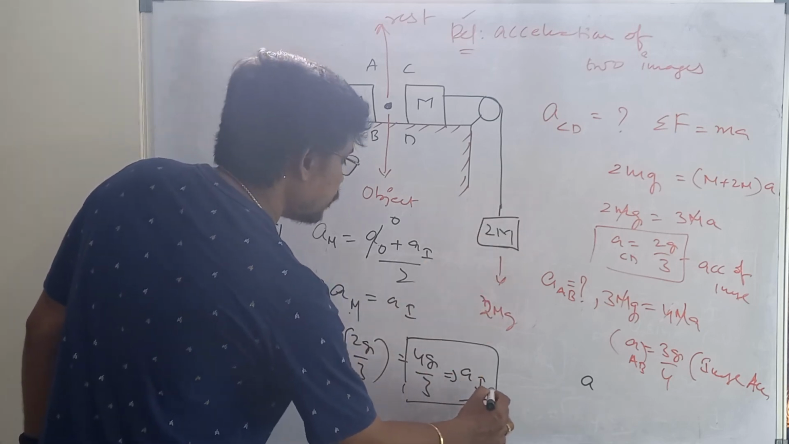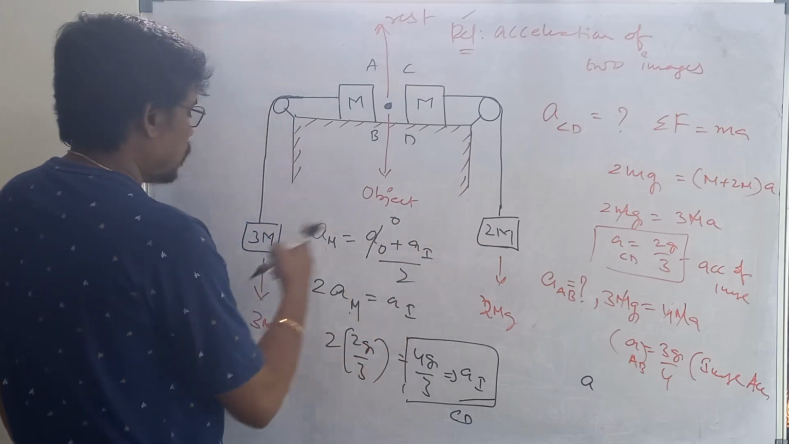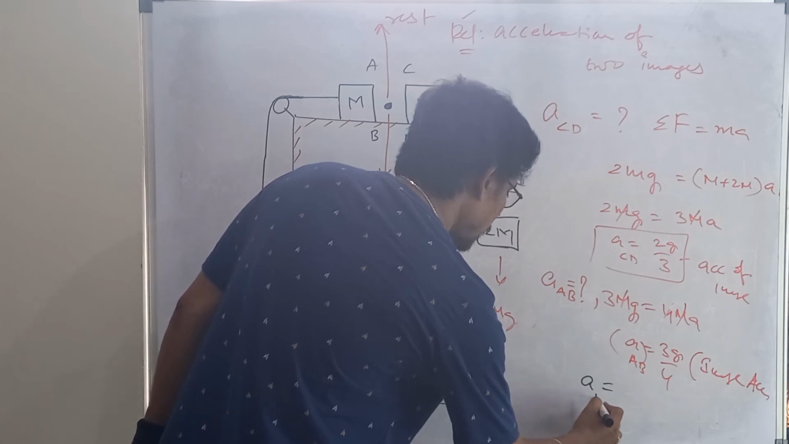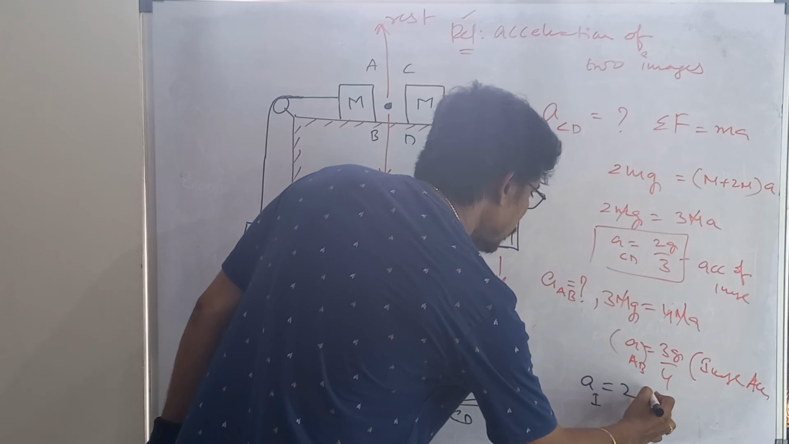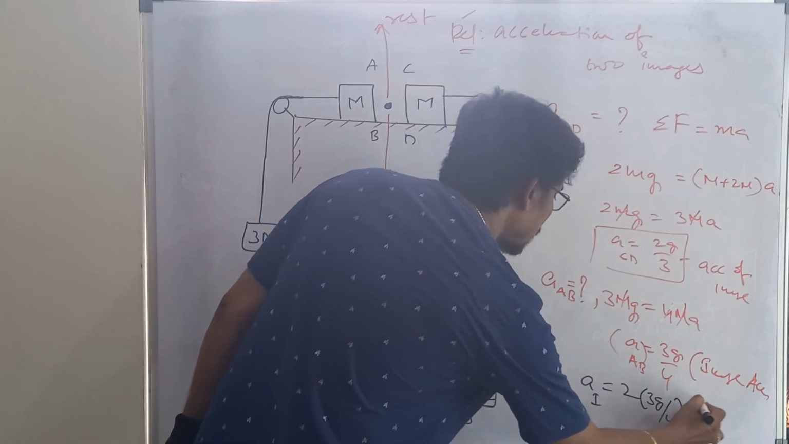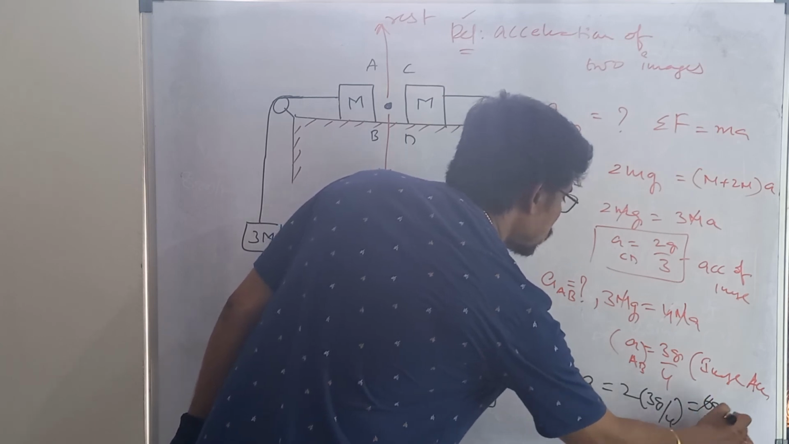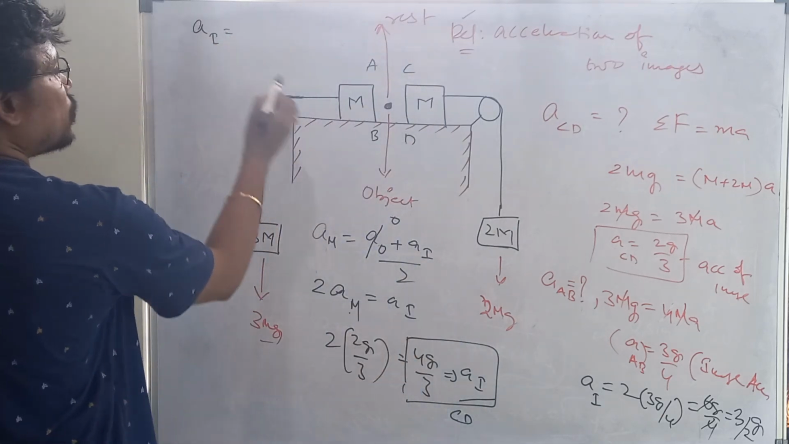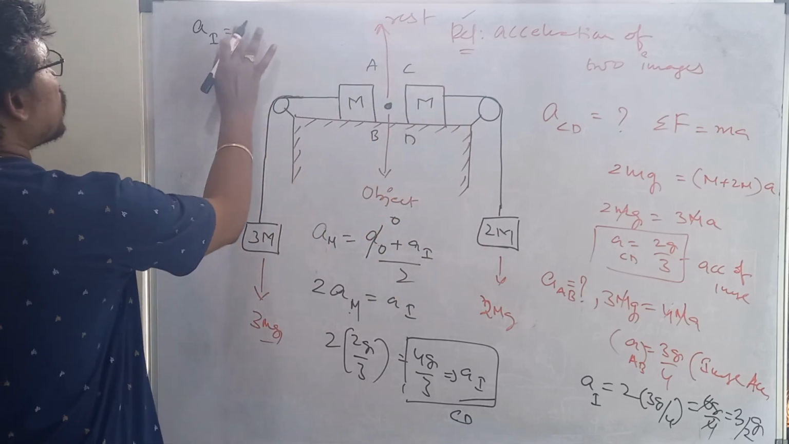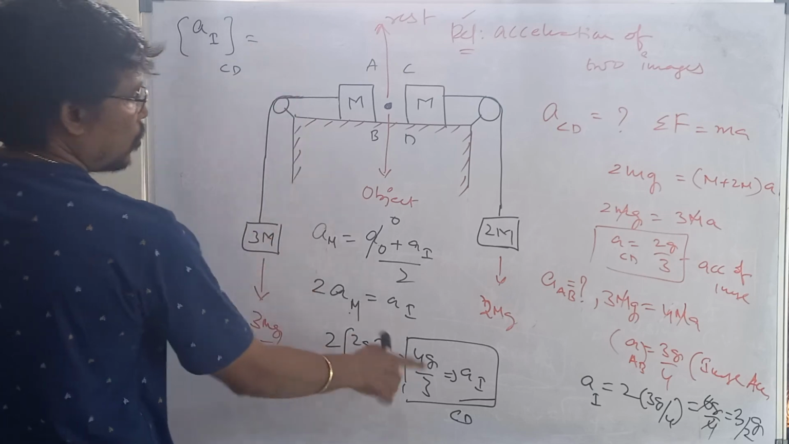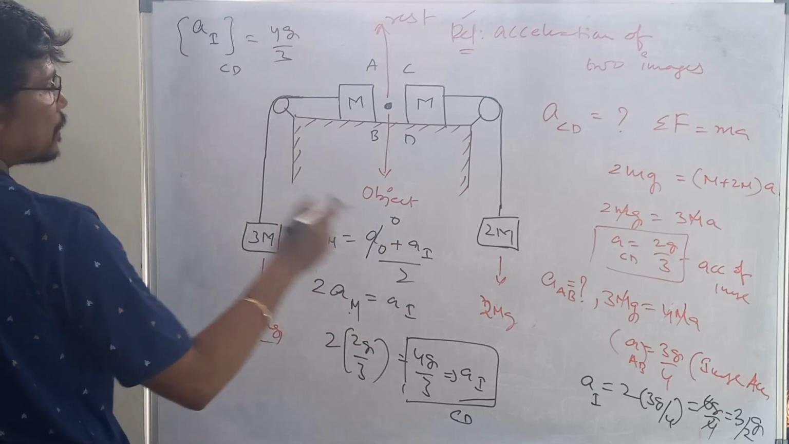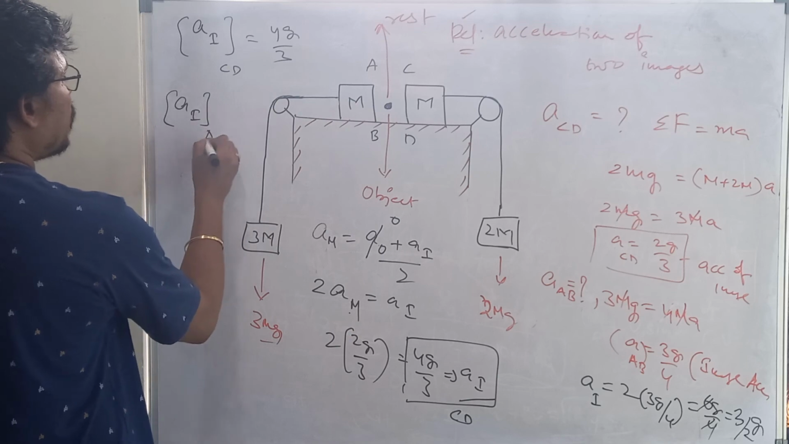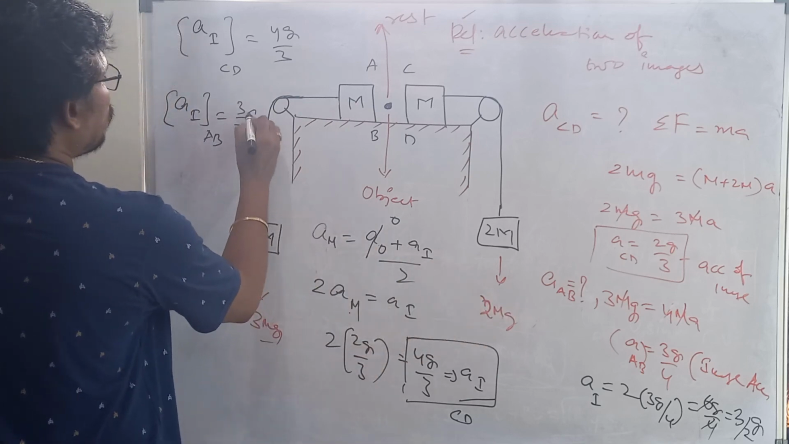This is for CD. Similarly, for AB the acceleration of the image is 2 into 3g by 4, that is 6g by 4, that is 3 by 2 g. So the acceleration of the image of CD I got as 4g by 3, and the acceleration of the image of AB I calculated as 3 by 2 g.